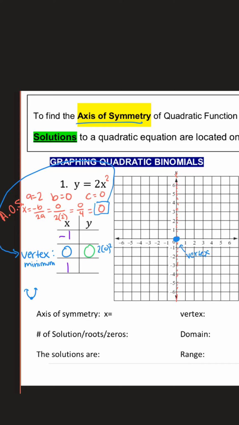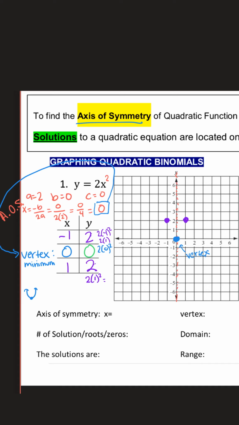So then I'm going to just substitute those numbers in. So I get 2 times -1 squared. That gives me 2 times +1, which gives me 2. And then for the next one, I get 2 times +1 squared, and that's going to give me 2 times 1, which also gives me 2. Since this is symmetrical, guys, these two numbers should be the same. So -1 up 2 and +1 up 2.